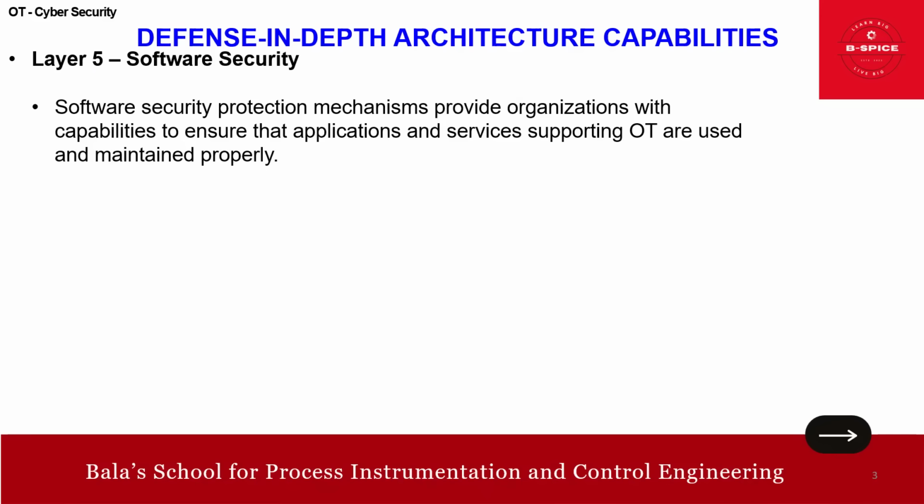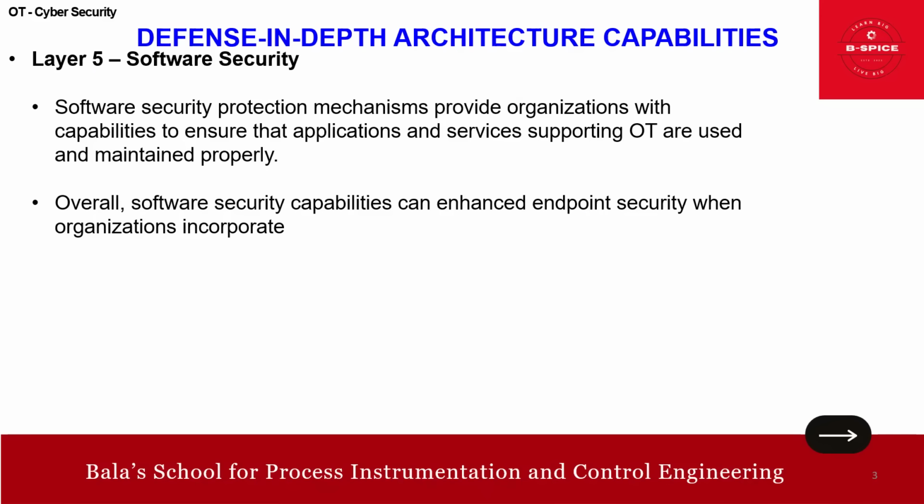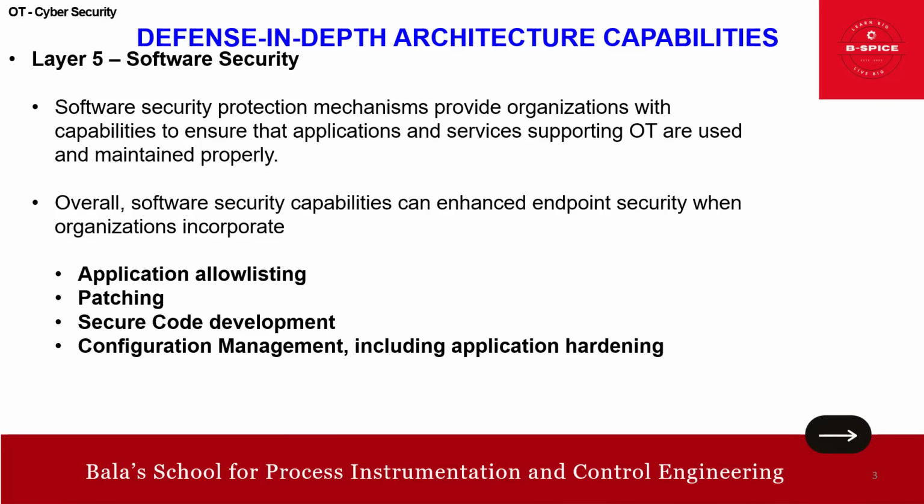Friends, software security protection mechanisms provide organizations with capabilities to ensure that applications and services supporting OT are used and maintained properly. So that's the main intent. Overall, software security capabilities can enhance endpoint security when organizations incorporate these aspects. What are all these aspects? Application allow listing and patching, secure code development, configuration management, including application hardening. So this is the topic of this session. We are going to talk about these four aspects here.